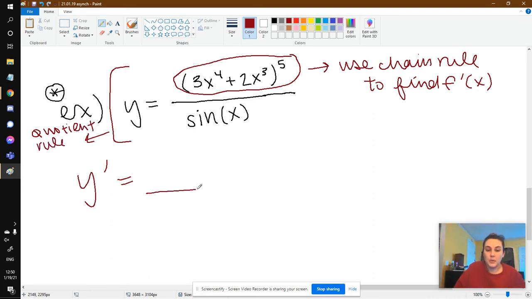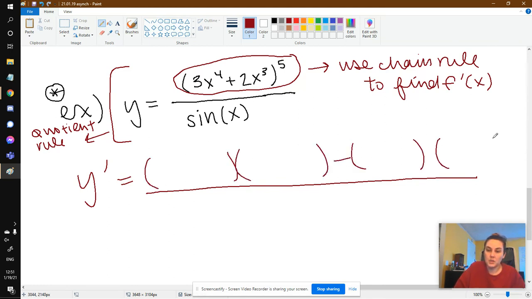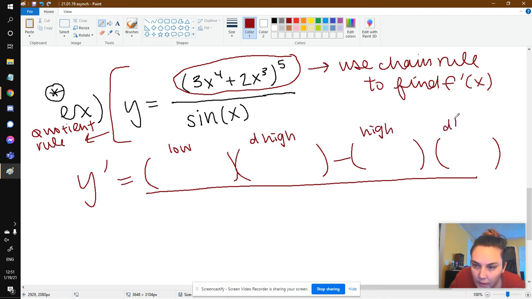But the overarching thing that's happening here is it's something divided by something. So we're going to use the quotient rule, which means it's the bottom times the derivative of the top minus the top times the derivative of the bottom. So low d high, high d low. We're going to take the bottom and we're going to square below.